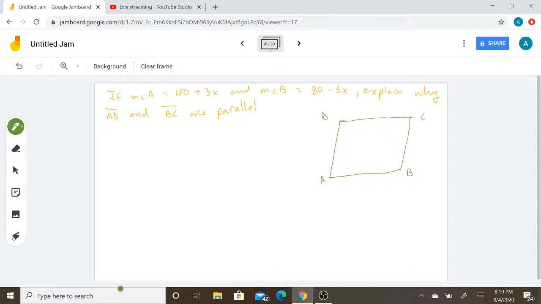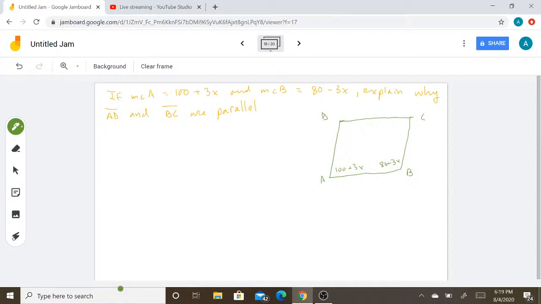With the angle measures like this. So how do we go about solving this? Well, if we add these angles, angle A and angle B, what would we get?